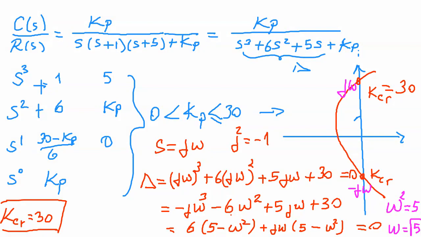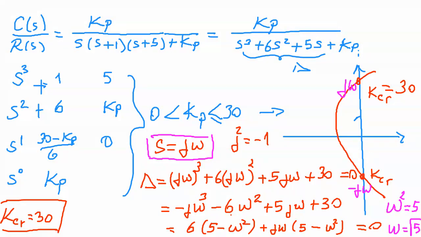We write the j omega equation here. Sorry, delta, the characteristic equation for this pole, j omega here. And j square is minus 1. At the end, we obtain that omega square is equal to 5, or omega is square root of 5.